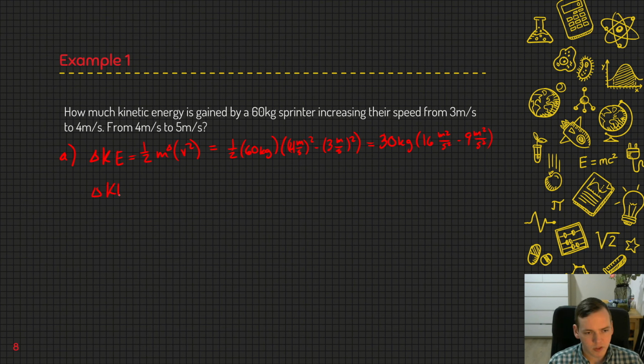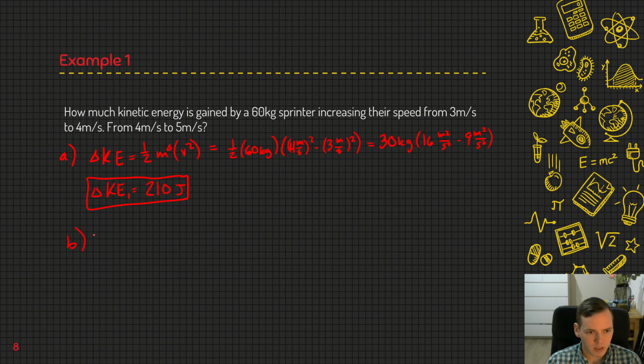So the first change in kinetic energy is equal to 30 times 7. So I believe that's 210 kilograms meters squared per second squared, or in other words, 210 joules.